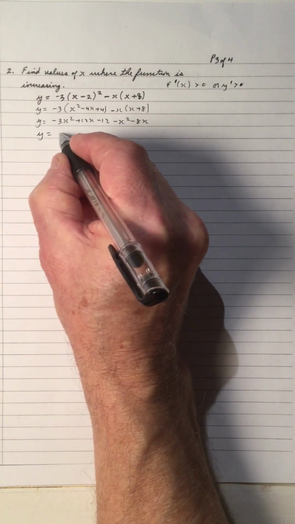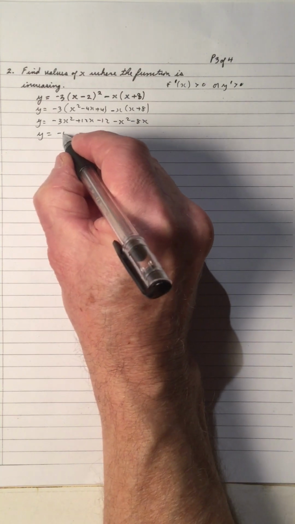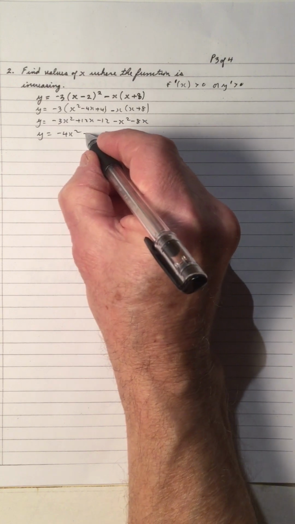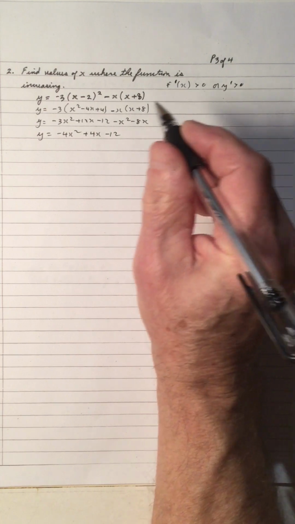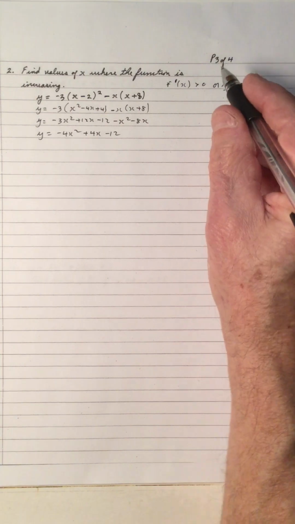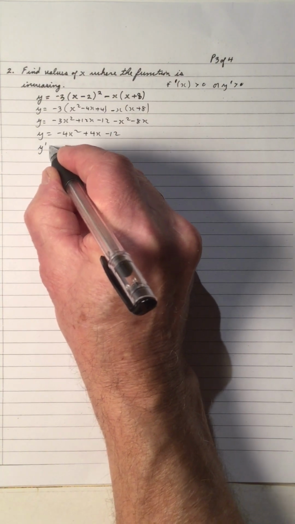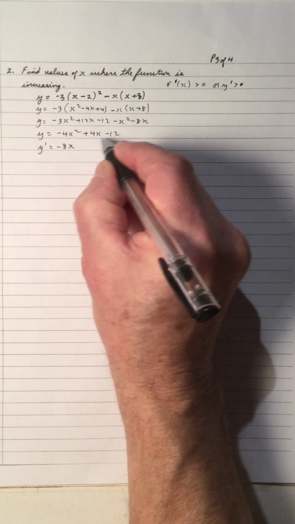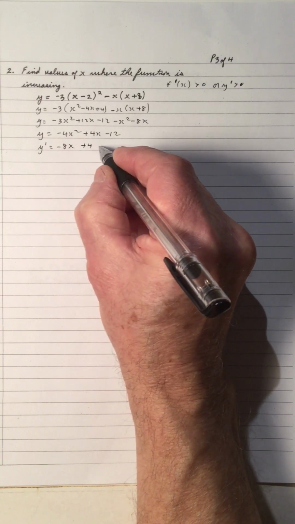So y equals negative 3 minus 1 is a negative 4x squared, and 12 minus 8 is a plus 4x minus 12. That's in descending order. We have the function is a parabola, and so we want to find where it's increasing. So it's y prime greater than 0. So let's do the derivative. That's negative 4 times 2 is negative 8x, and the derivative of 4x is just 4, and the derivative of the constant is 0.